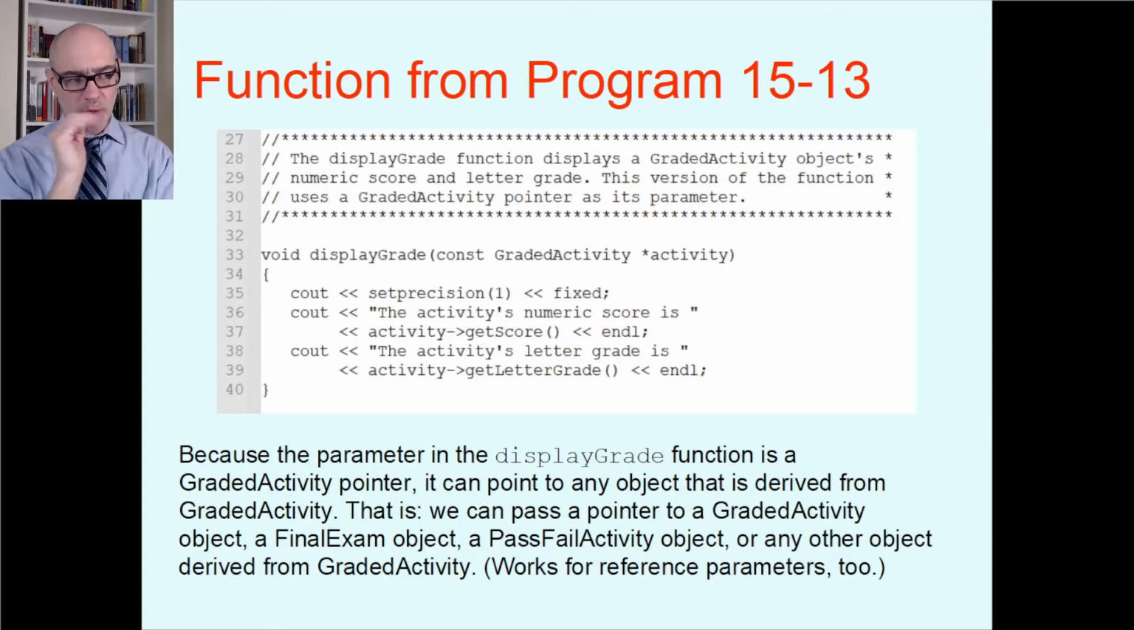Okay, so here we have one single function to do printing for all that stuff, and now I don't have to write a separate piece of code to print out a graded activity versus a pass-fail activity versus a final exam. I just have one single function that handles all of those different types of objects. That just saved me a ton of work from having to write five different functions for this. I just write one, and this one function accepts any one of those types of things. Okay?